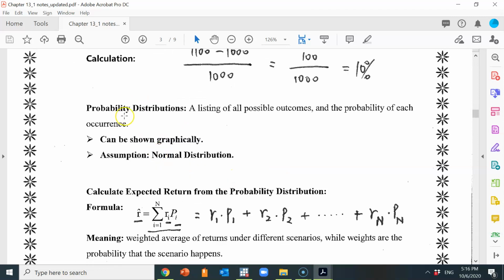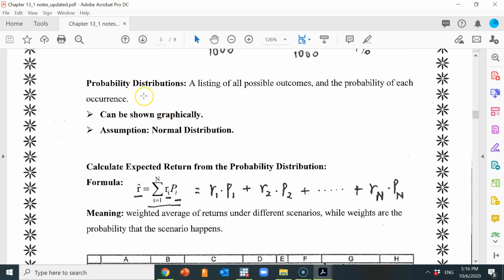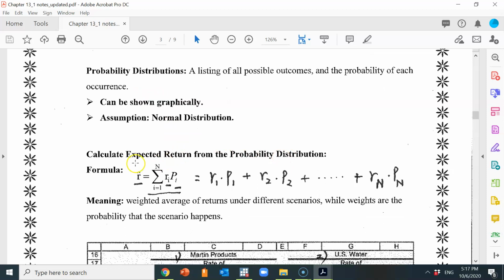What if we have probability distributions? Then we would calculate expected return from the probability distributions. Probability distributions are a list of all possible outcomes with the probability of each occurrence. It can be shown graphically, and we have the assumption that it is a normal distribution. Okay, so if we have a list of a lot of different outcomes, and for each outcome we have a probability, that's called a probability distribution, and we say it's a normal distribution.